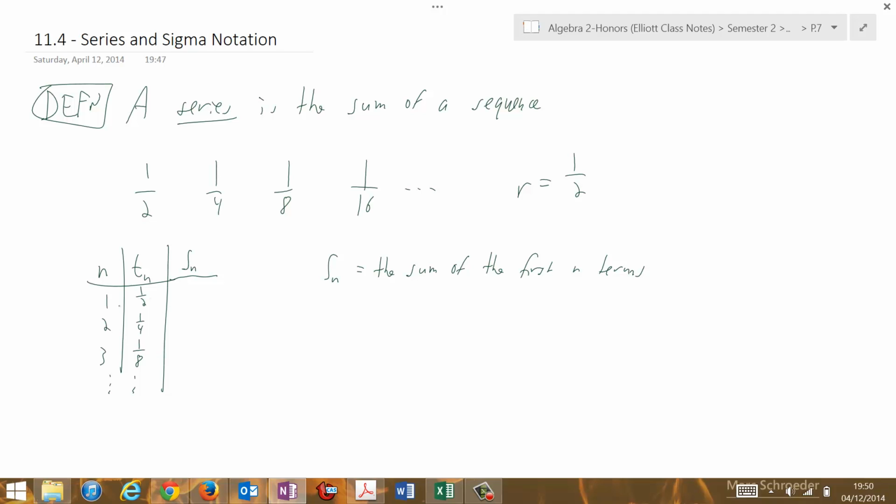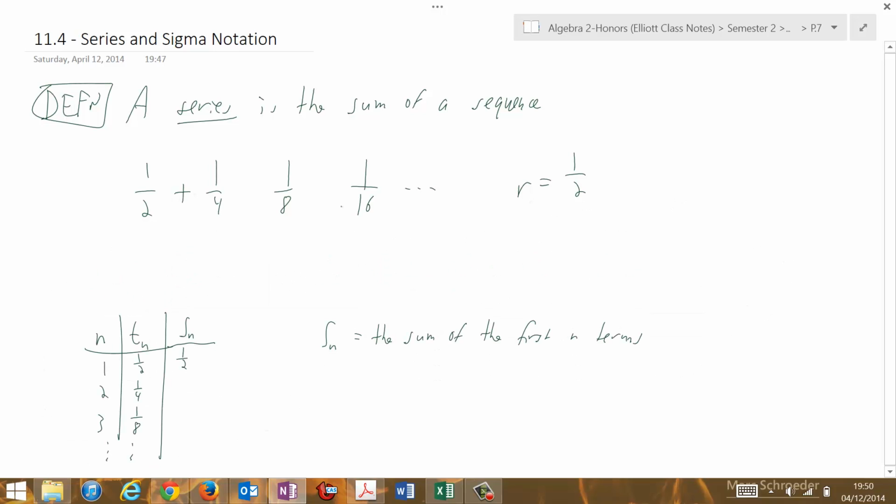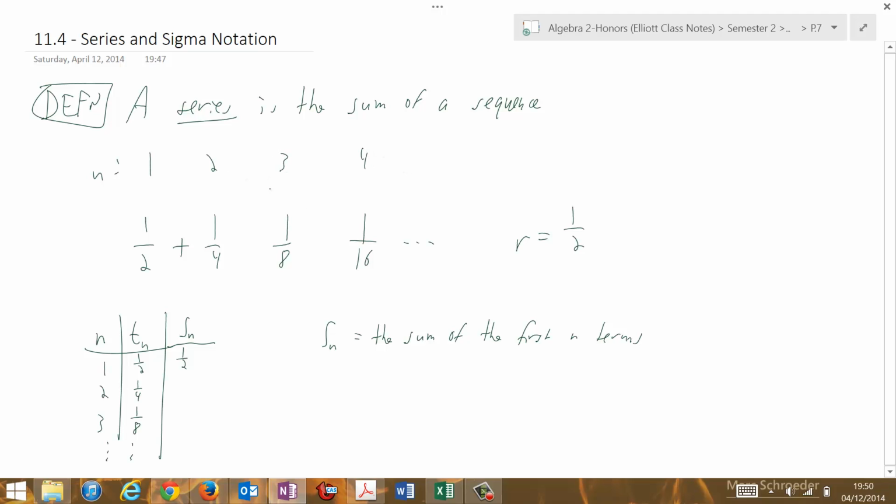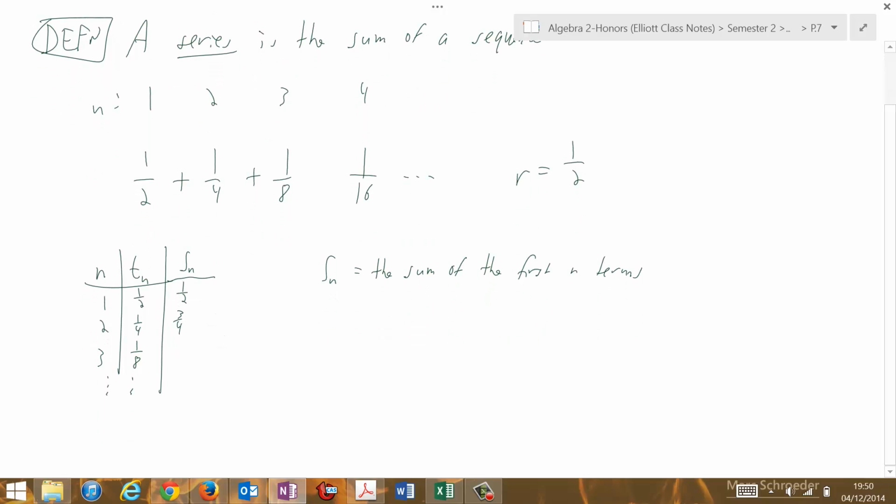So in this respect, S of 1 is 1/2, but S of 2 is 1/2 plus 1/4. In other words, if I shift this down a little bit, my n's are 1, 2, 3, 4, and so on, then S of 2 means this sum, 1/2 plus 1/4, which is 3/4. And S of 3 is 1/2 plus 1/4 plus 1/8. And so that'd be 3/4 plus 1/8, which is 7/8.